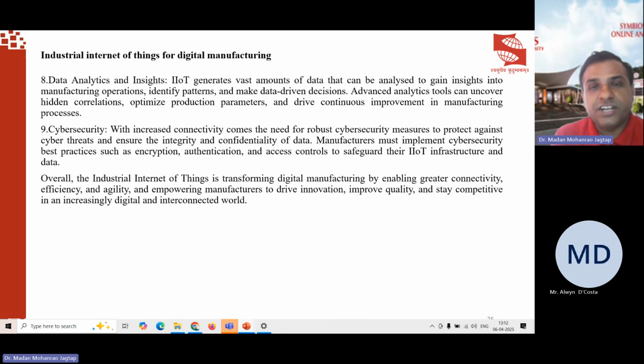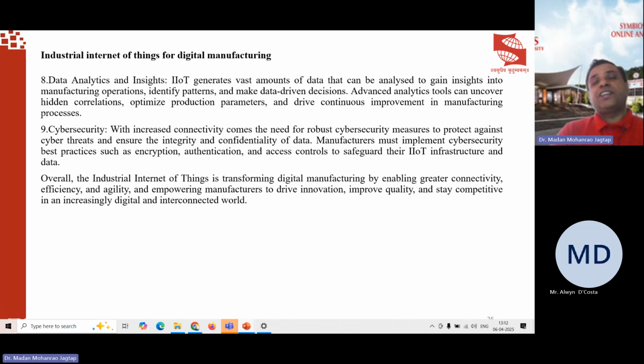The industrial Internet of Things is basically creating data at each and every step in the manufacturing operations. So the data collected will help in various ways. So we can have insights into manufacturing operation. That is the first thing. We can identify the patterns of the product. That is the second thing, and we can make decisions as per that particular information. That is the third thing.